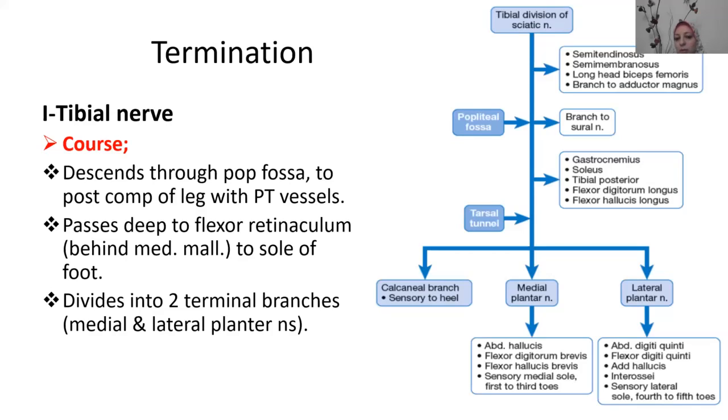The medial plantar nerve supplies abductor hallucis, flexor digitorum brevis, and flexor hallucis brevis, and gives sensation to the medial sole and the first to third toes. And the other branch is the lateral plantar nerve, which supplies abductor digiti quinti, flexor digiti quinti, adductor hallucis, and interossei, and sensation to the lateral sole and the fourth and fifth toes.